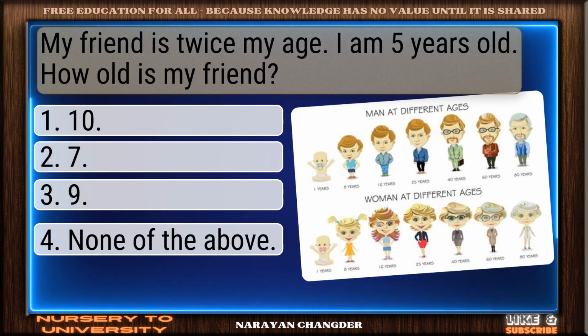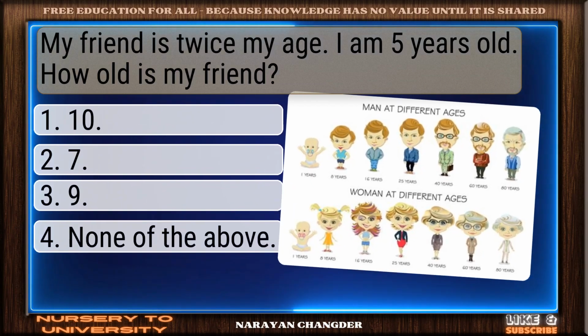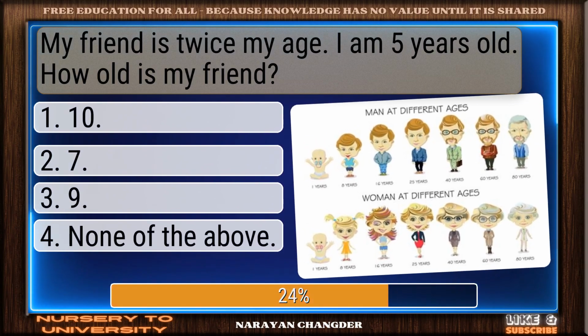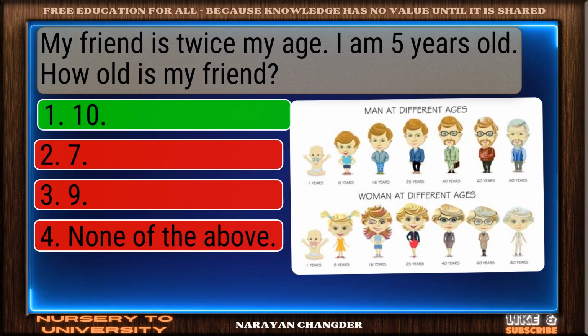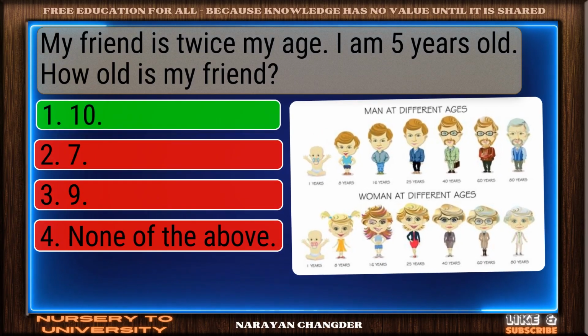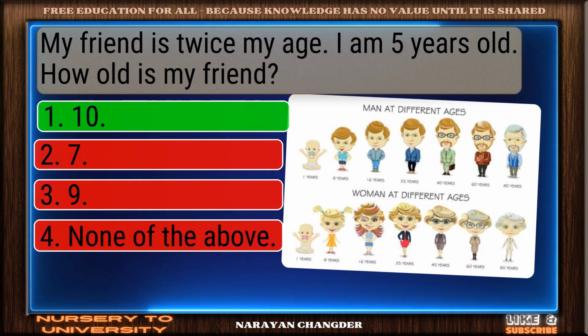My friend is twice my age. I am 5 years old. How old is my friend? You got it. Your choice 10 is right.